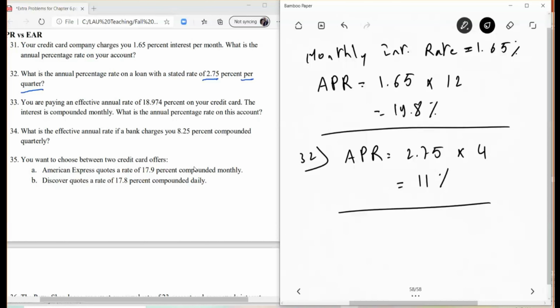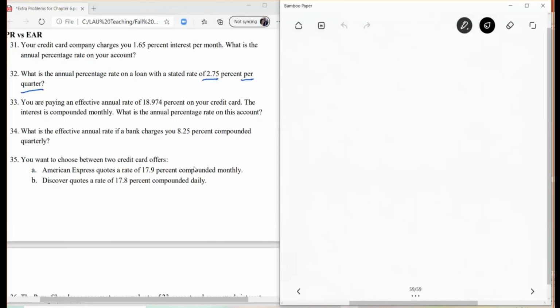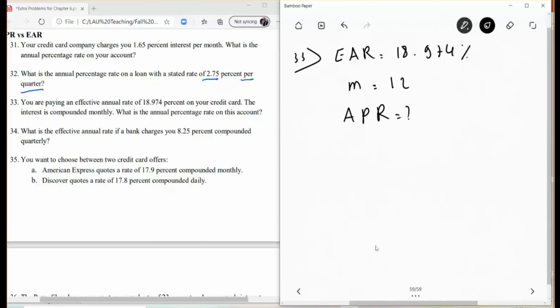Number 33, you are paying an effective annual rate. So here I have EAR equals 18.974%. The interest is compounded monthly. So M equals 12. What's the annual percentage rate on this account? So here I need to find APR.